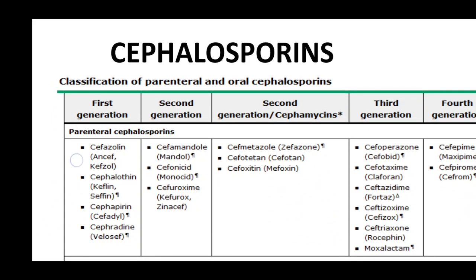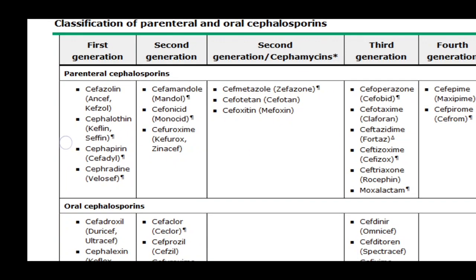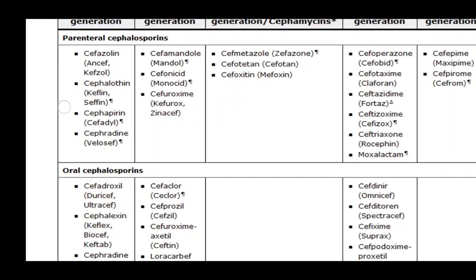Now let's discuss first generation cephalosporin. It differs from the other generations in that it is more active against gram-positive cocci and has limited action towards gram-negative species.